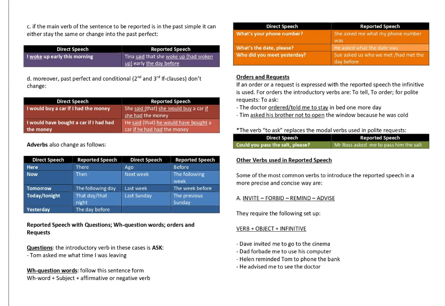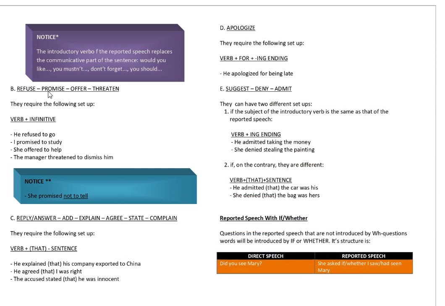Very well. Other verbs could be refuse, promise, offer, threaten. In this case, we just have the verb plus the infinitive. He refused to go. I promised to study. She offered to help. The manager threatened to dismiss him, and so on. In the negative sentence, remember the infinitive has to be preceded by the negation not.